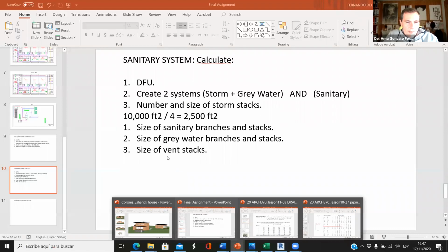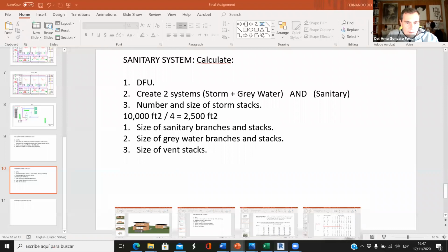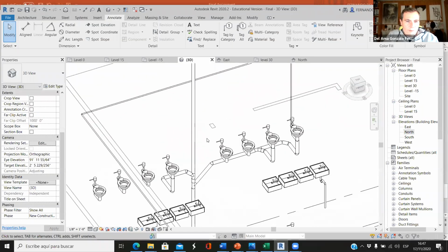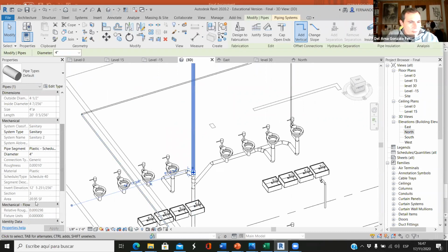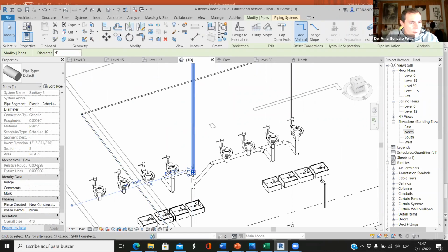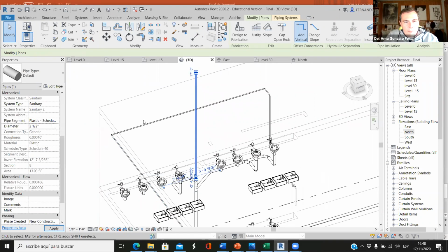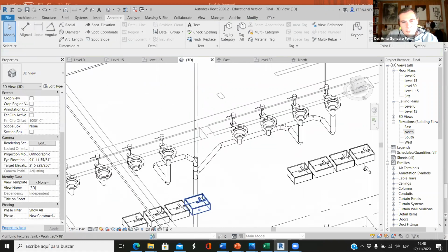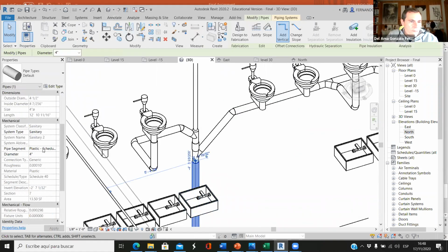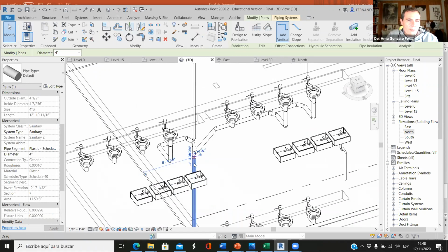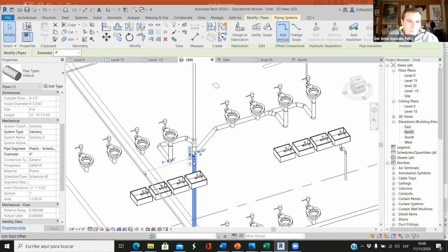But now we have to check if the size of those stacks are according to our Revit design. Usually the vent stacks are 4. I don't think we need 4. Probably 2 1/2 would be enough. But probably this is 4. I don't know, maybe we need a bigger one here. It depends.